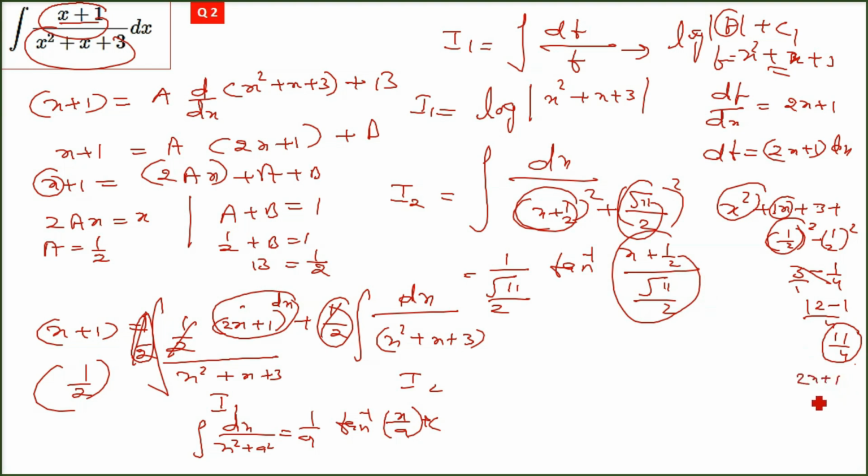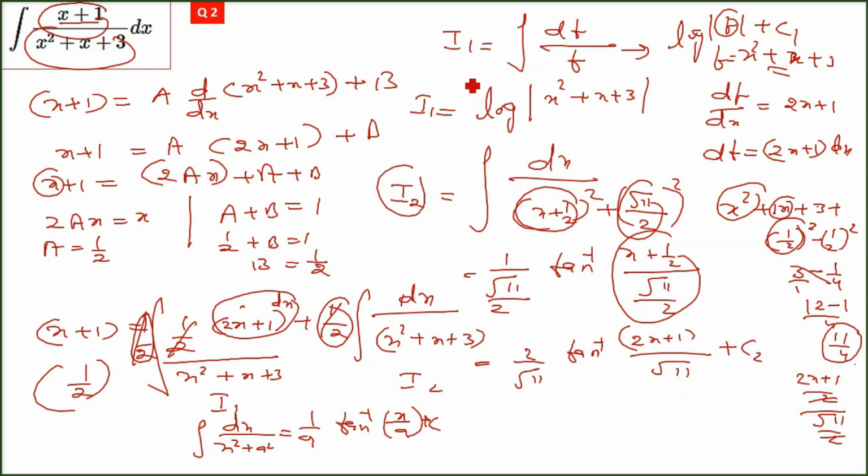This will be (2x plus 1) by 2. Under root 11 by 2 is here. 2 gets cancelled. (2x plus 1) by under root 11. 2 goes up, under root 11 goes down. So tan inverse of (2x plus 1) divided by under root 11. This is under root 11 now. And with the constant of integration, let me call it C2. I have not combined these two terms.